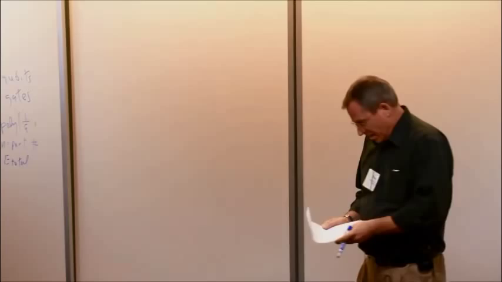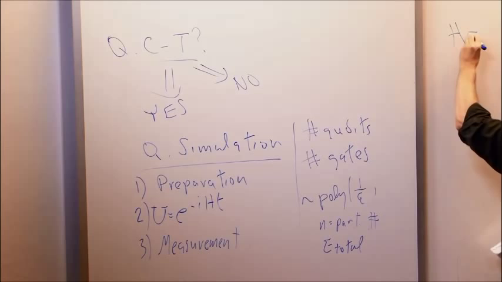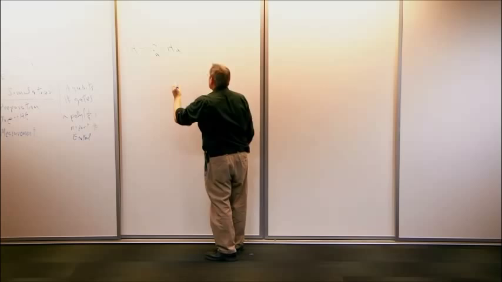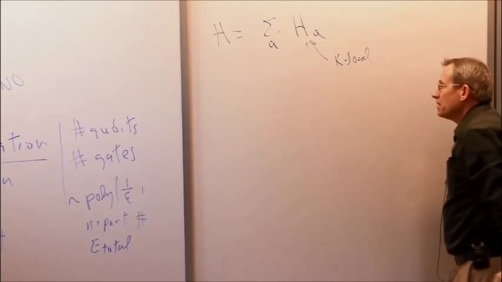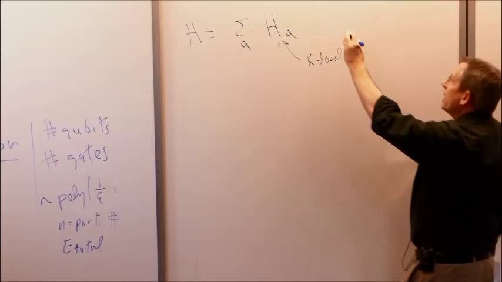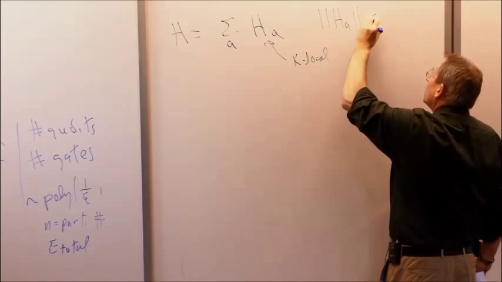But we have a Hamiltonian which can be written as a sum of terms, each of which is k-local, say acting collectively non-trivially on at most k qubits, and has a norm, let's say an operator norm, bounded above by some constant.